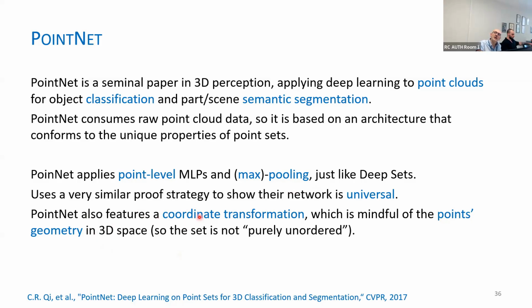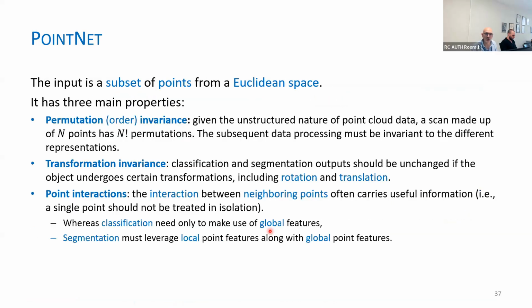And another component that we will see is this coordinate transformation, because a common problem that we have to solve in 3D is that the object can have any possible rotation and translation in space, and so we normally need to normalize that, to make the representation invariant with respect to this geometric transformation.